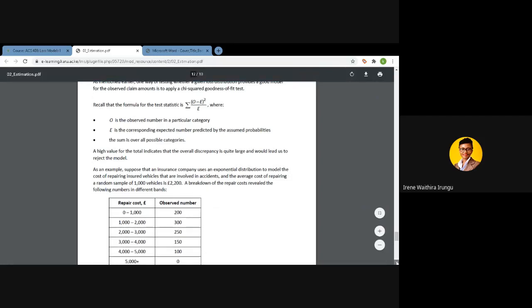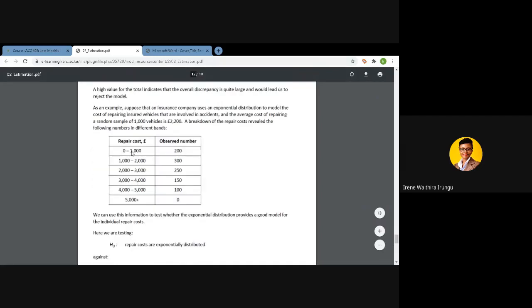So we'll use this data. So what does this data tell us? It tells us that the repair cost is between this much, and this is the expected number. So a repair cost of between 1,000 and 2,000, what has been observed is actually 3,000.